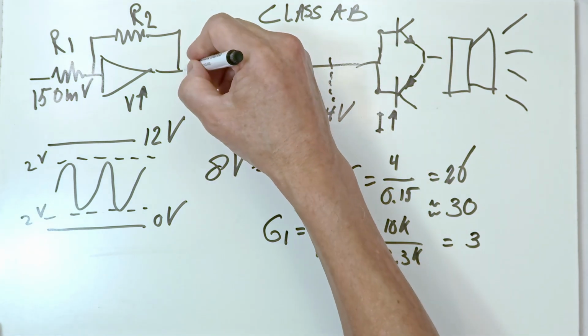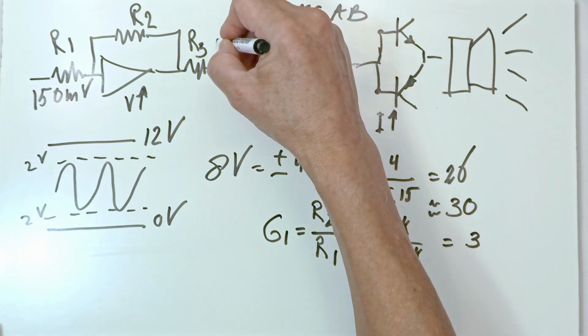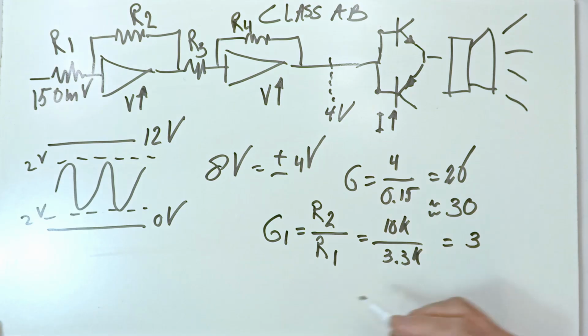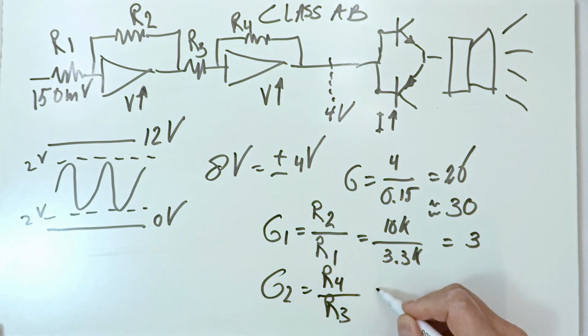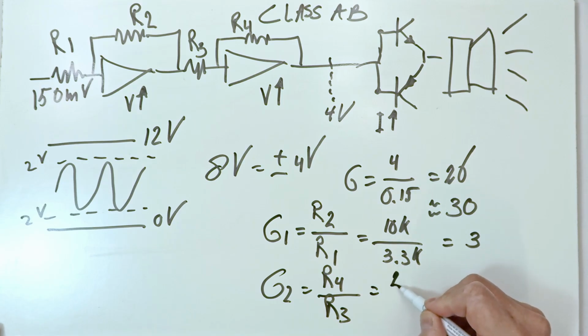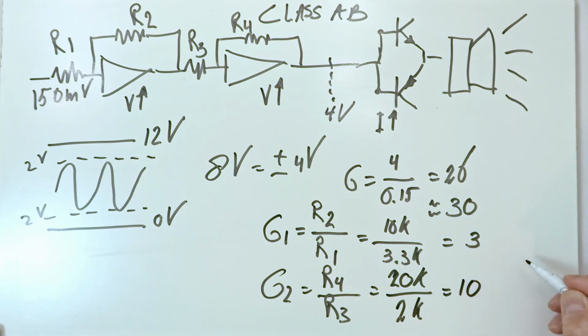So it's the same for the second stage. I want a gain of 10. So let's take a 20k ohm resistor in the feedback loop and a 2k ohm resistor at the input. 20k divided by 2k equals a gain of 10. So in total it has a gain of 3 times 10 is 30 and that is exactly what we were aiming for. There's one last thing to say about this circuit.